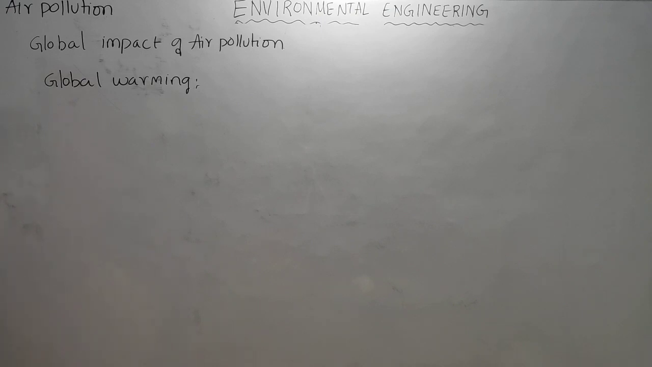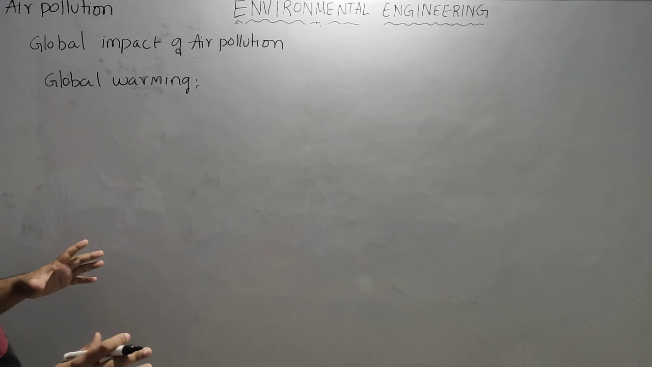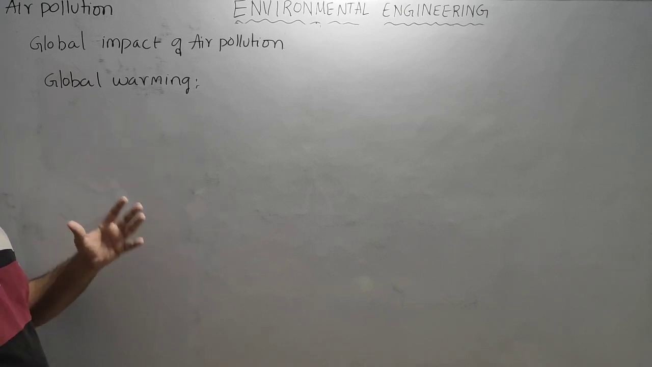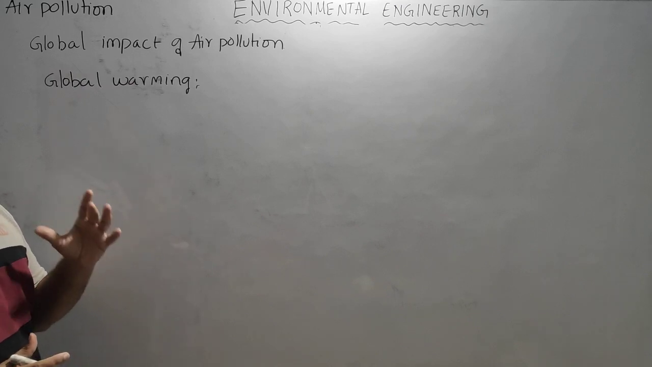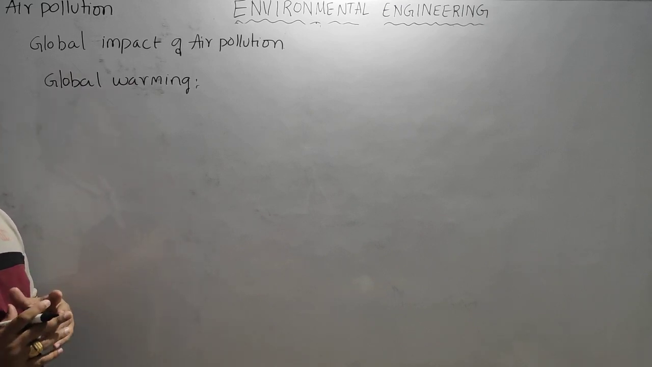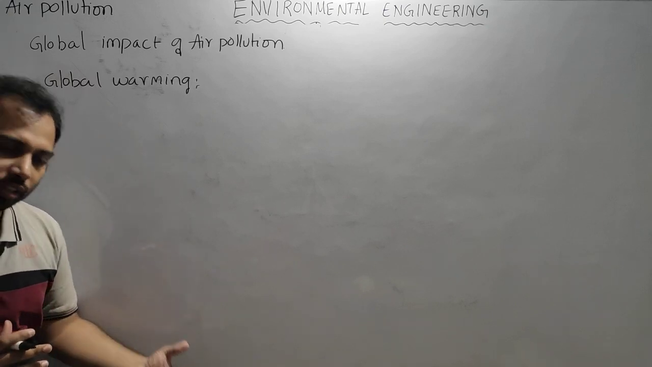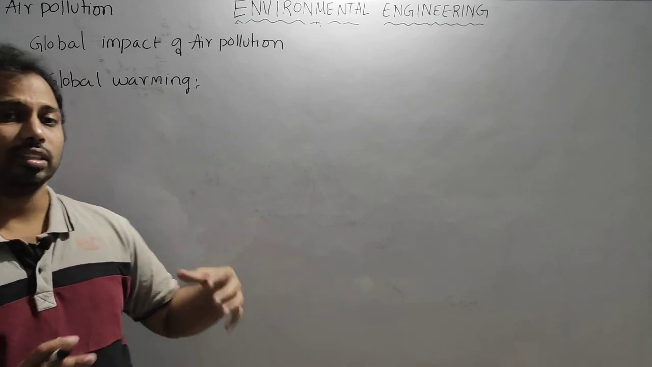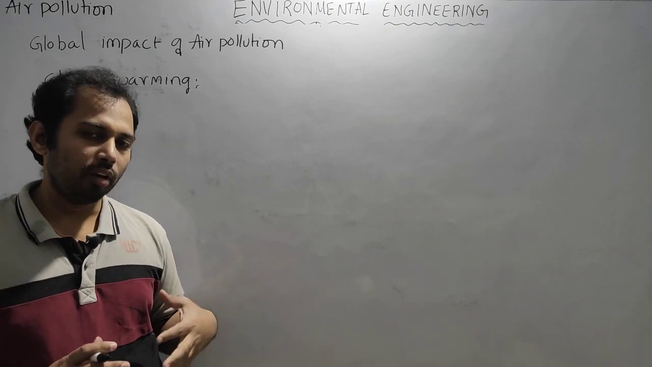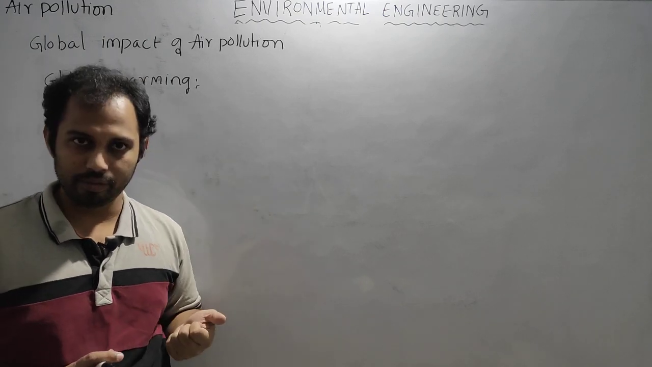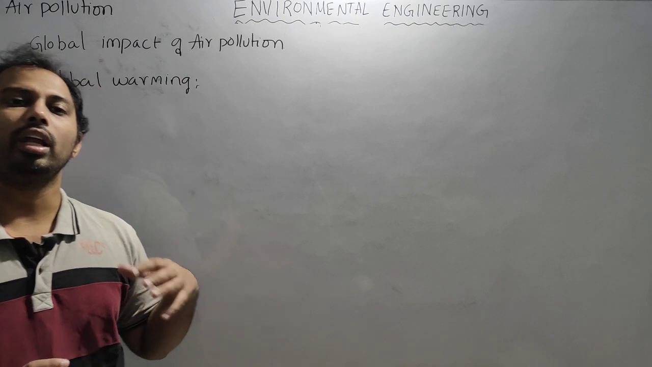So what are the different greenhouse gases? There are many. These days industries are producing a lot of greenhouse gases, but a greenhouse gas has two things to understand. One is its quantity, and another is its residence time, that means how much time it is present, its shelf life. For example, water vapor is also a greenhouse gas.